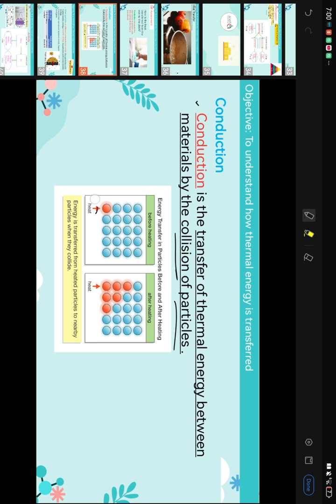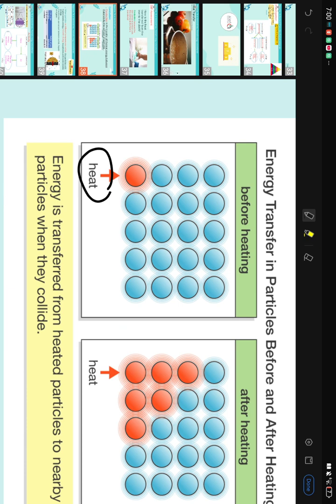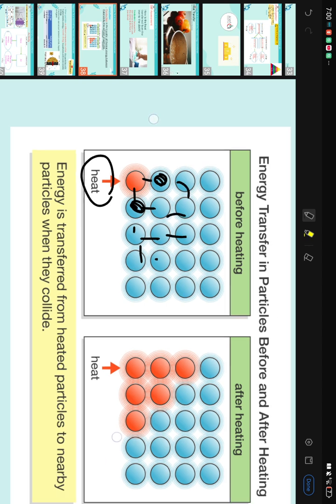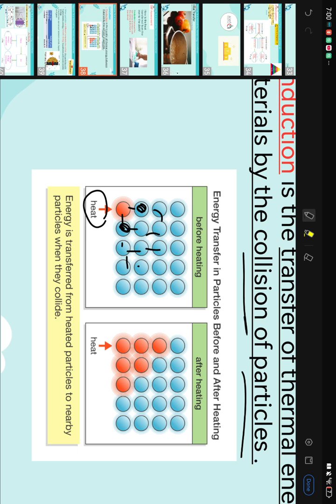So here we have the hot particle. It's going to touch this one and this one. After that we will find both of them heated. Then they will touch this one and this one, like this. At the end we can see energy transferred from heated particles to nearby particles when they collide.